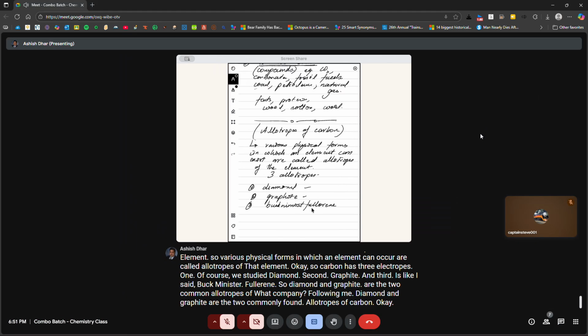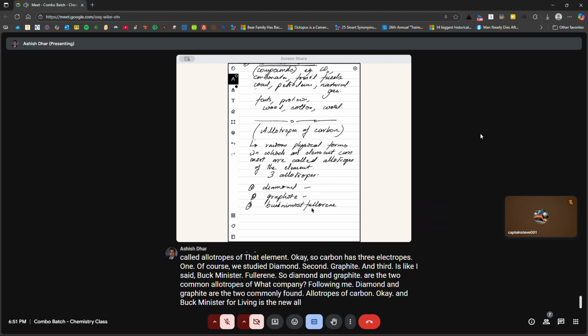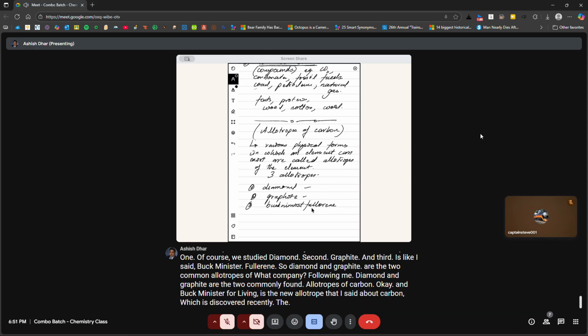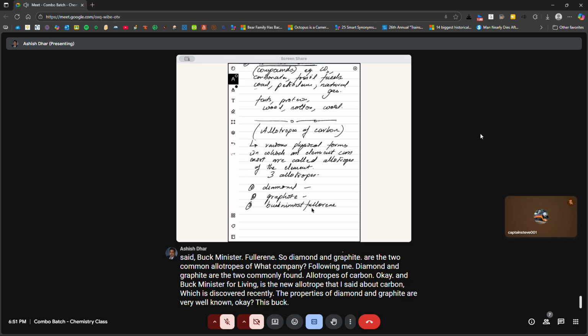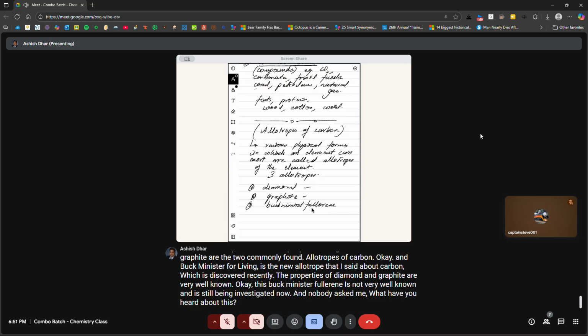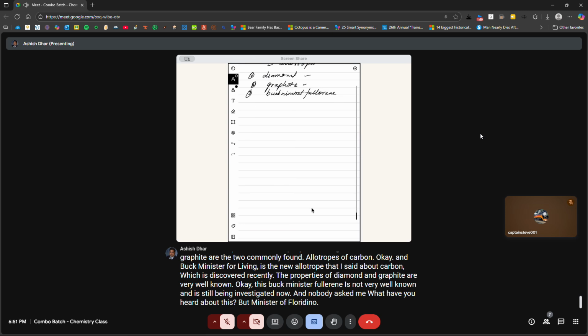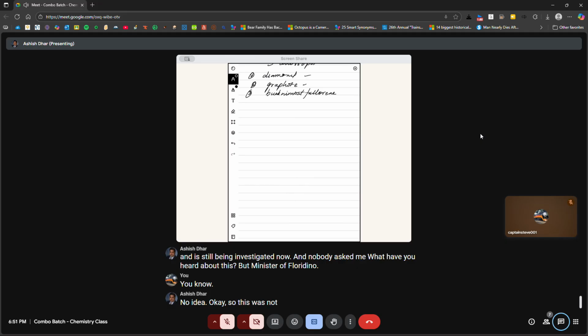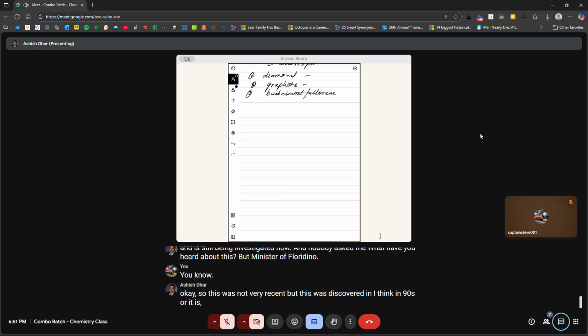Buckminster fullerene is the new allotrope of carbon that I mentioned, which was discovered recently. The properties of diamond and graphite are very well known. This Buckminster fullerene is not very well known and is still being investigated. Have you heard about this Buckminster fullerene or no? No idea. Okay. It was discovered in, I think, the 80s or 90s, which is quite recent, by that standard.